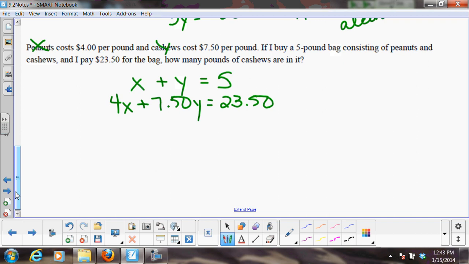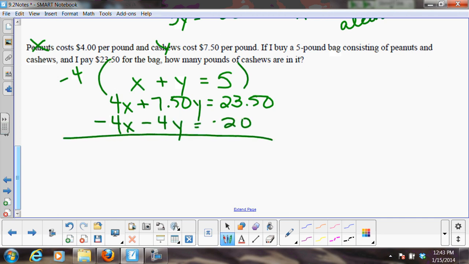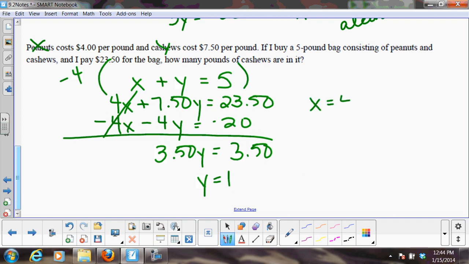If I want to look for cashews, I really want to get rid of my x. So I'm going to multiply the top one by -4 to get rid of x. So my x's go away. 3.50y is 3.50. So I bought 1 pound of cashews. And that means if I plug this back into the first equation, x plus y equals 5, I bought 4 pounds of peanuts.